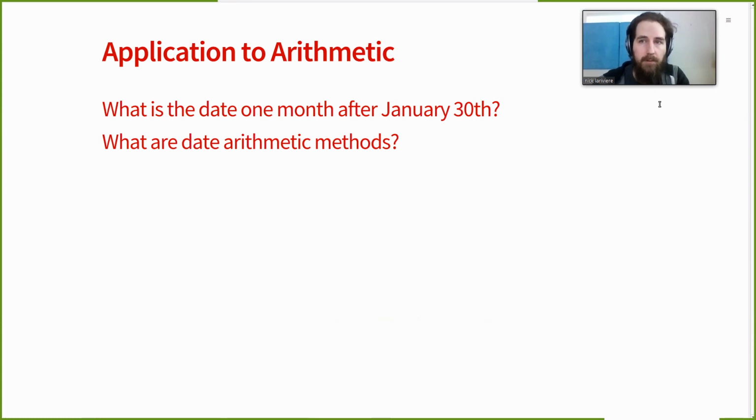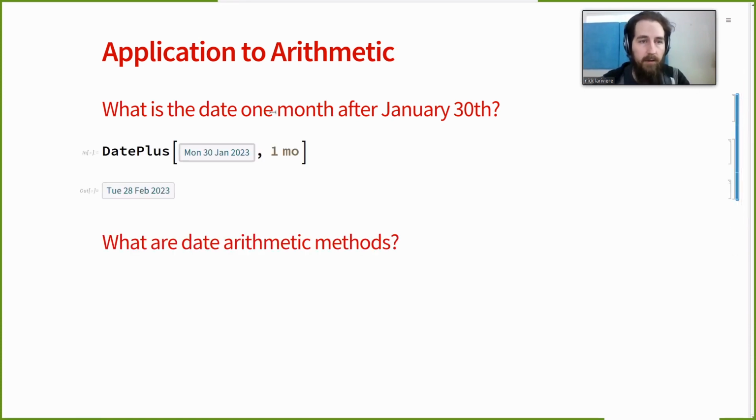So how does this all impact real day-to-day arithmetic and operations with dates? We'll start with a pretty basic question. What is the date 1 month after January 30th? The answer is it depends on how you're doing arithmetic and what calendar you're using. If we were to ask that question to the Wolfram Language right now, with January 30th of this year, and add 1 month, it would say it's February 28th.